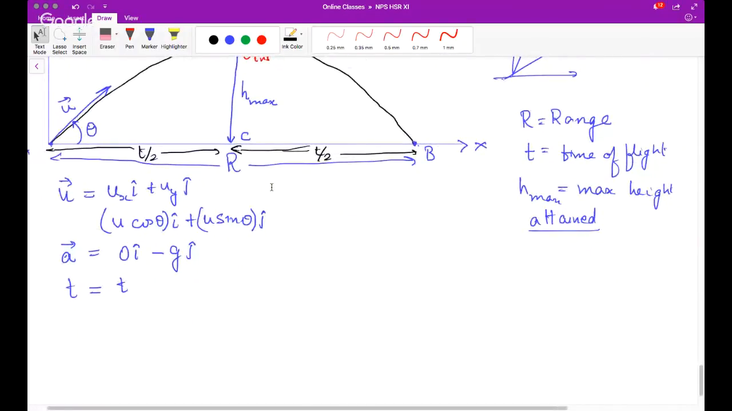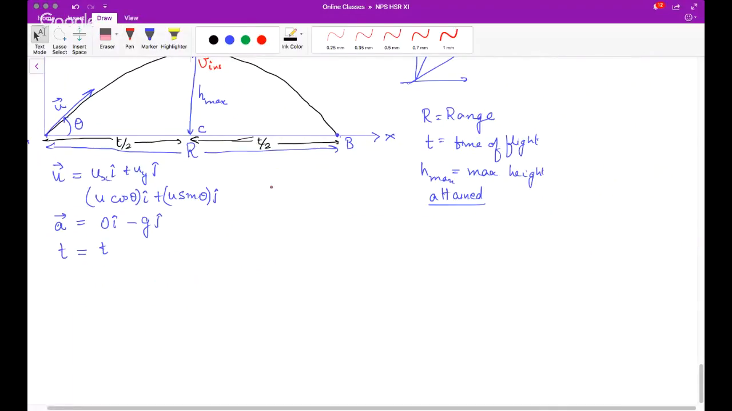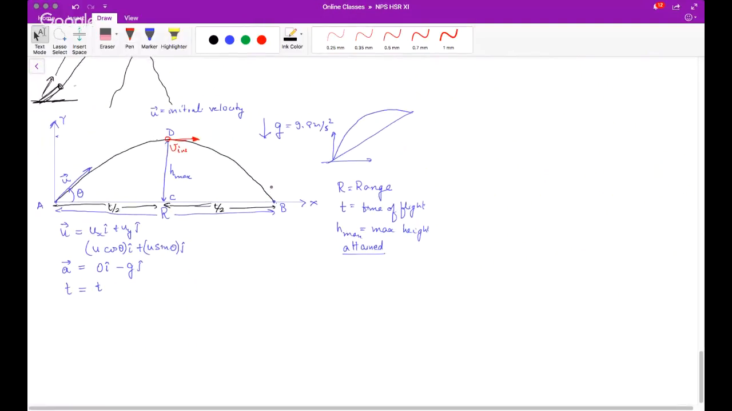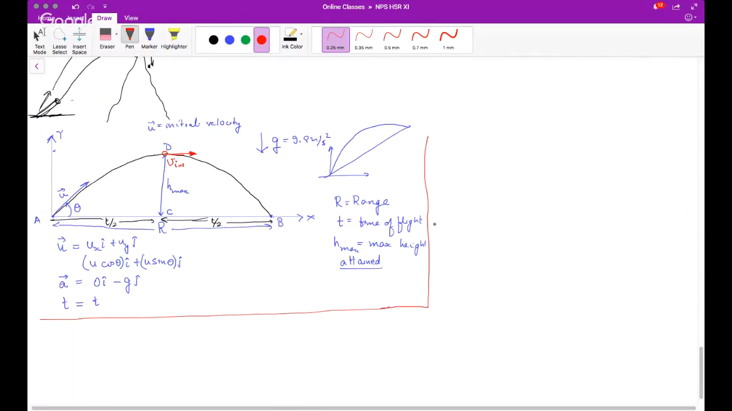Okay. Now let us analyze the two. Let me just make it a little smaller so that we have enough space to work on. Now we will analyze in two directions. First will be the x direction, and the other will be the y direction. Now, in the x direction, let us say, what is ux?